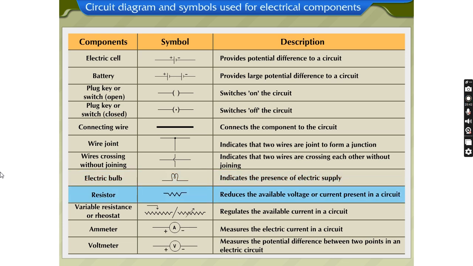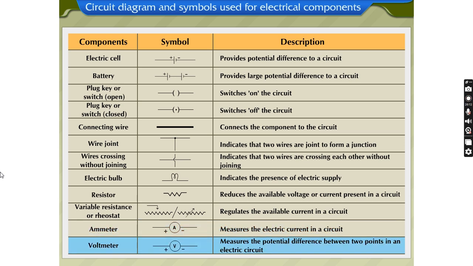A resistor. It reduces the available current flowing in a circuit. A variable resistance or a rheostat. It regulates the available current in a circuit without changing the voltage source. Ammeter. An ammeter is a measuring device which measures the electric current flowing in a circuit. It is connected in series.